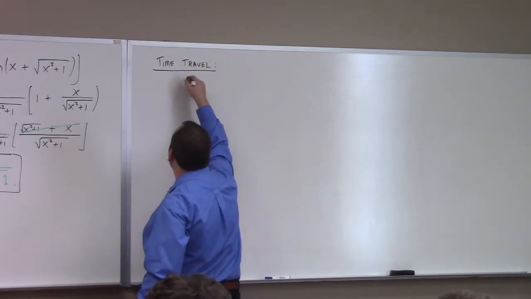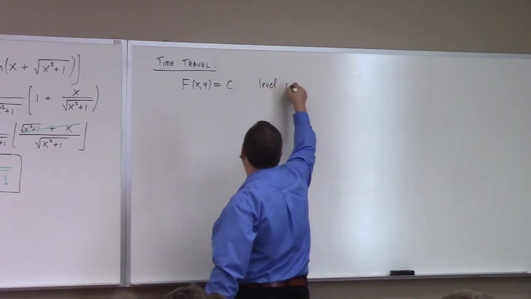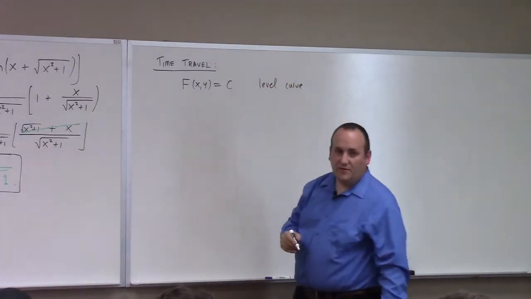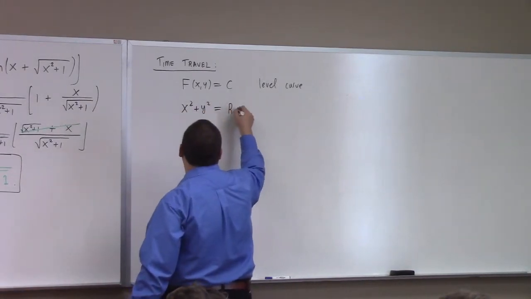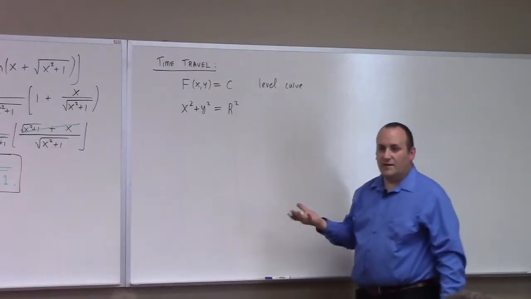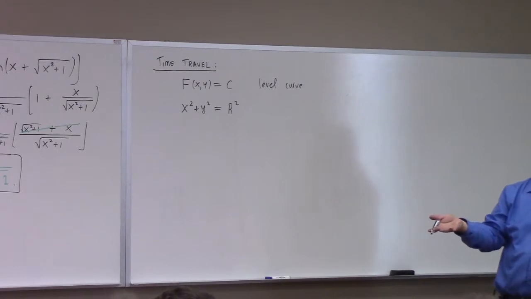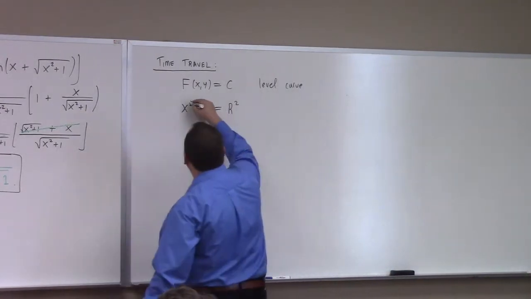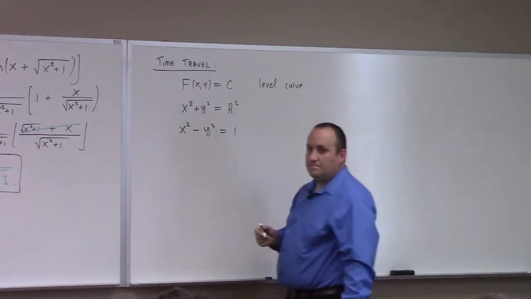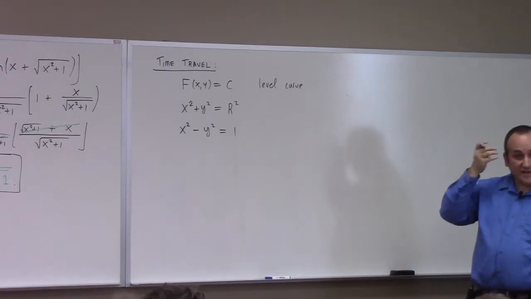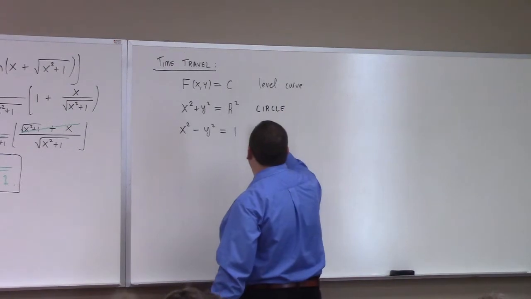If you have f of x comma y equals a constant, this is called a level curve. Some examples of level curves: x squared plus y squared equals r squared. This is a level curve. It also has a name you already know and love. It is a circle centered at the origin with radius r. But there are other things, like x squared minus y squared equals 1. This is a hyperbola. The solution set to that is a hyperbola. So this is a circle, and this is a hyperbola.